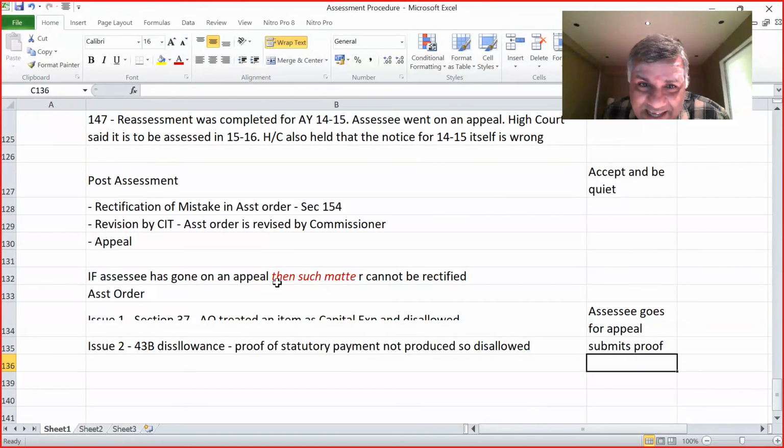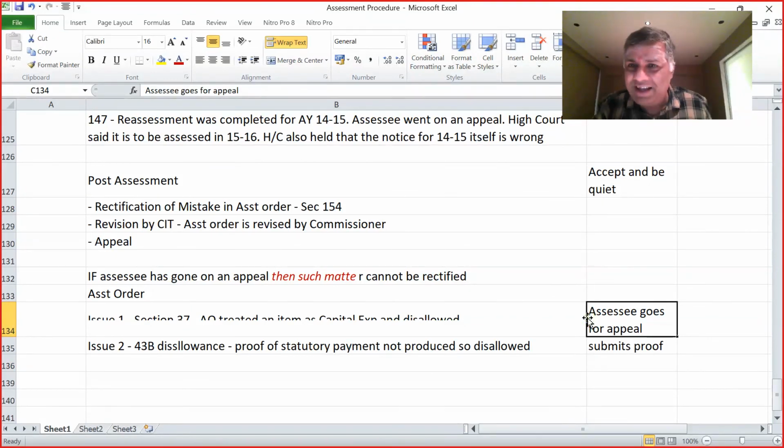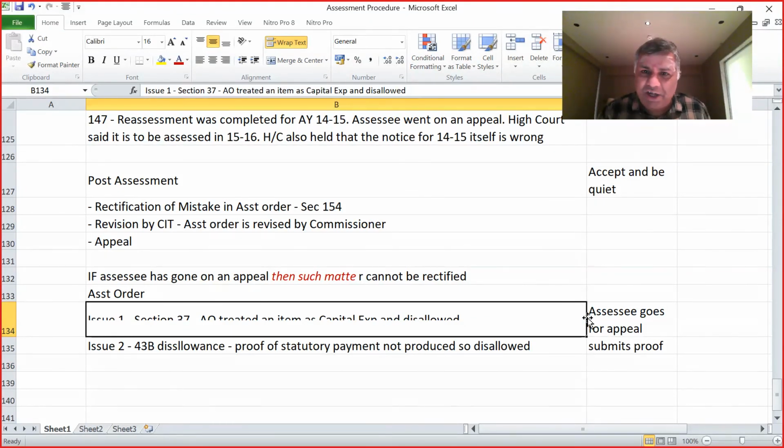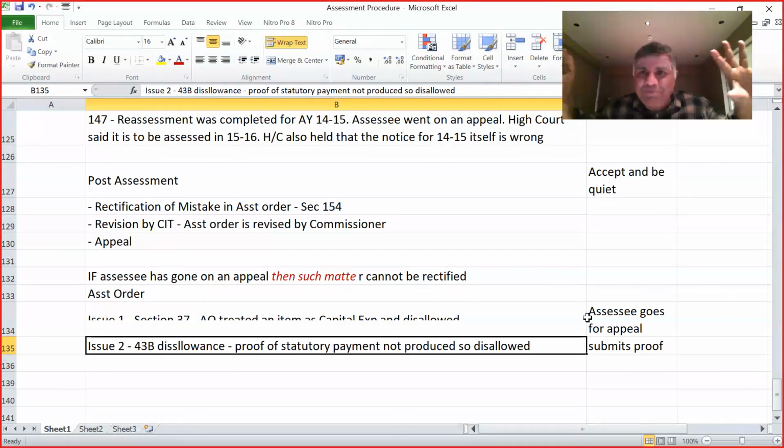If the assessment order speaks about more than one aspect, and the assessee has gone on an appeal, then such matter cannot be rectified under section 37 because you have gone on an appeal, but that doesn't mean 43B cannot be rectified. You submitted proof. The assessing officer said, no, you have gone on an appeal. Then the court said, this is the first case where clarity was given: an assessment order can be split into parts.